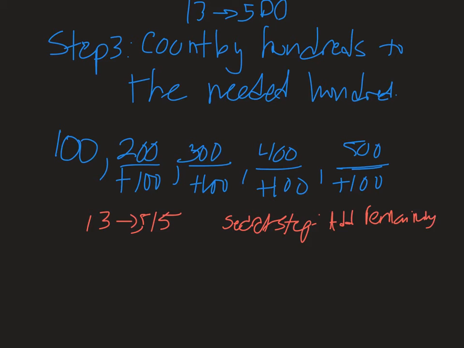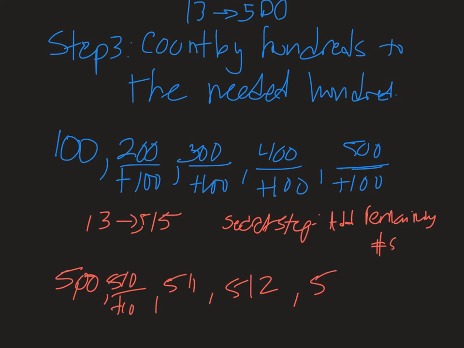Okay, so if we want to go from 13 to 515, once we got to 500, we could count by tens first to get to 510, and then we could count by ones to go to 515. And there we go.